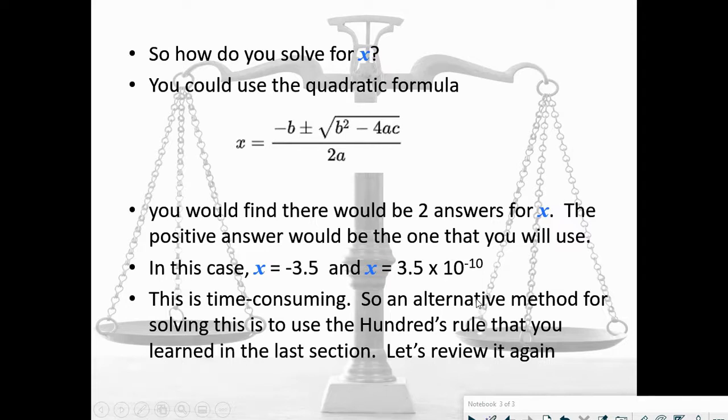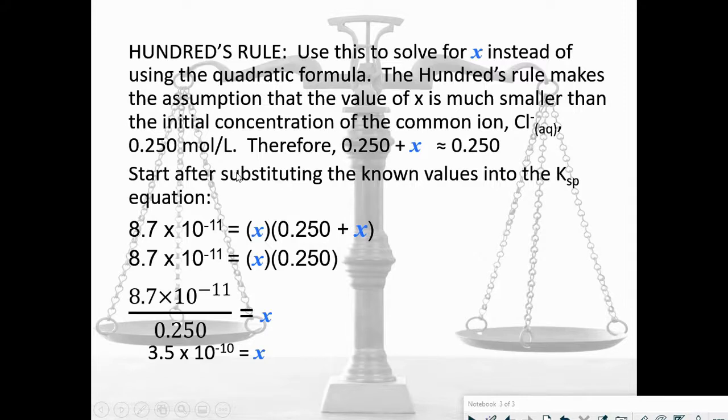That's what you learned in 7.5. So let's review it again here. We start off with the assumption that x is so small that if you add 0.250 plus this really tiny number, you'll end up with 0.25. What this does is it allows us to simplify this part of the equation to this. The second line doesn't have a binomial here.